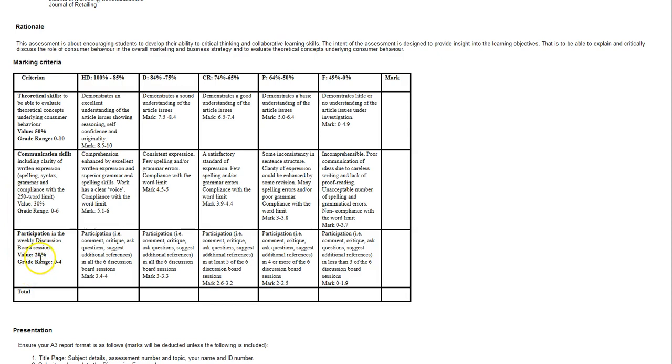So remember, this 20% participation mark results from the comments, the critique, the questions you've asked, the suggestions you've made during the 6 discussion board sessions from weeks 3 to 8. So if you haven't participated, for example, you've just posted your articles into the discussion board and then submitted them at the end of week 8, and you haven't participated in the discussion, then you'll get 0 for this.